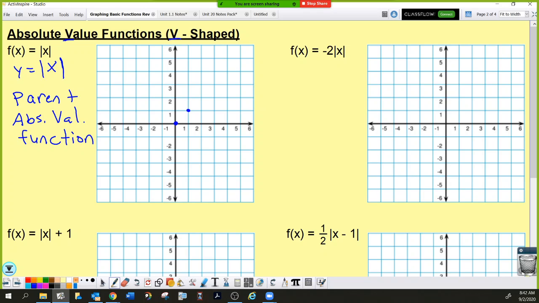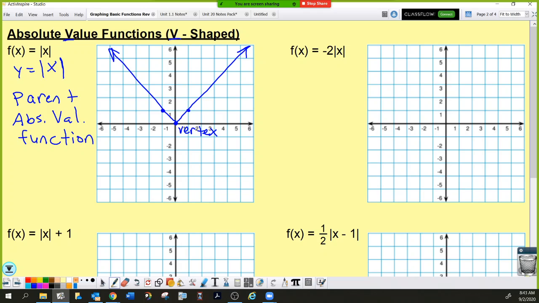Now, V's are symmetric. So if there's a point on the right side, there's a point on the left side. So I'm going to take this blue dot that's right here, and I'll reflect it over here, and I will connect my dots, and that's where my V shape comes from. You see, the origin, 0, 0, is what we call the vertex of the absolute value function. So I'm going to go ahead and write that. Vertex. Like that. That is the parent absolute value function, and the point of the absolute value function is called the vertex.